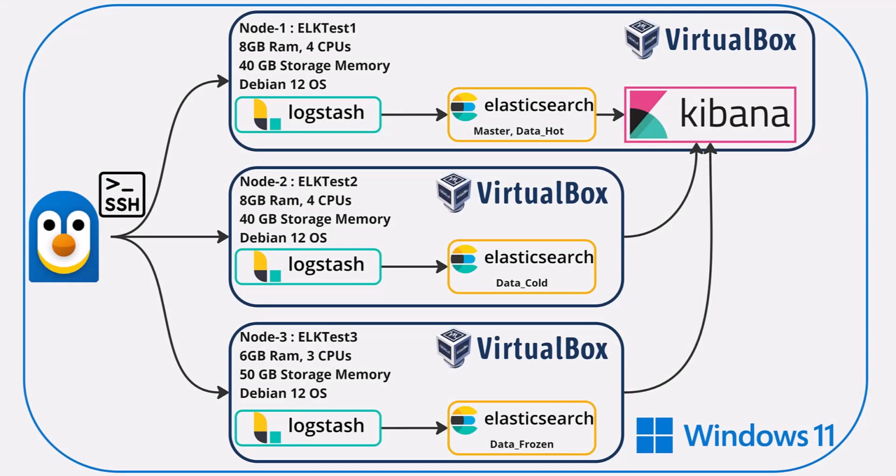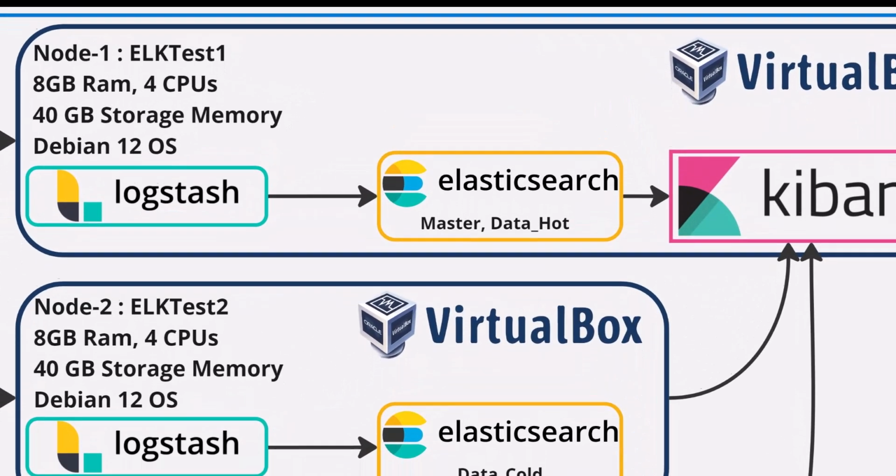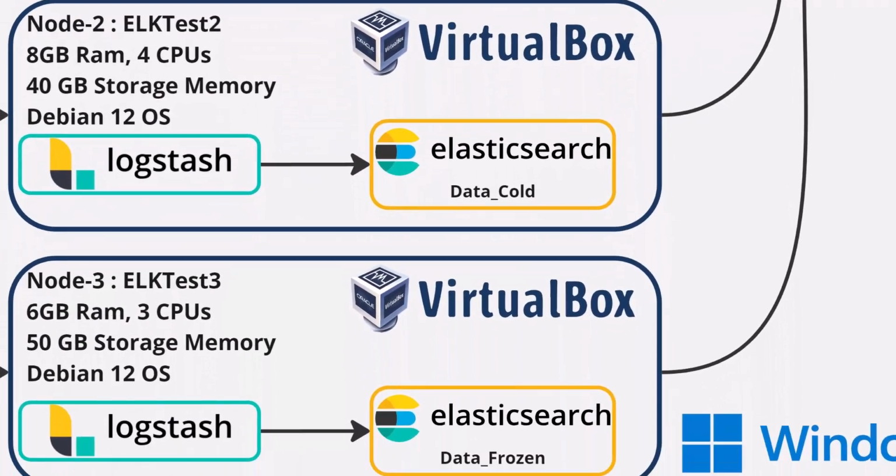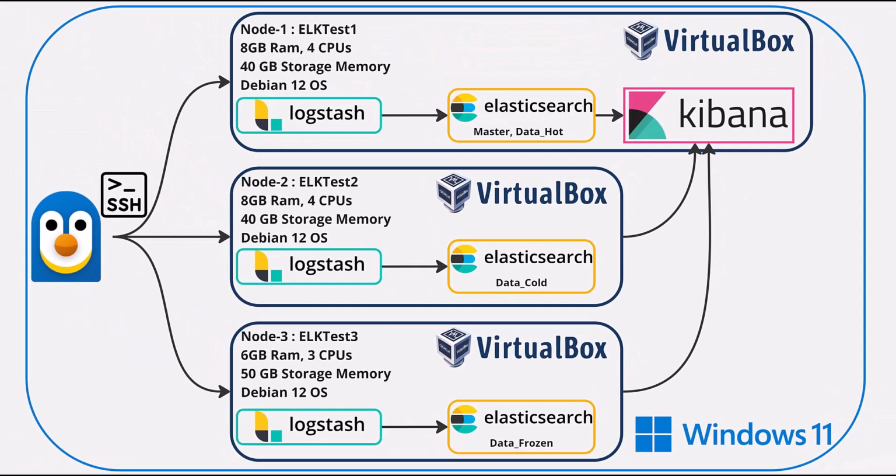For this tutorial, we've prepared 3 virtual machines using VirtualBox, running Debian-based operating systems. Let's go through our specific configuration. Our machines ELK Test 1, ELK Test 2, and ELK Test 3 have been allocated different resources based on their roles. For the hot and cold data nodes, we've assigned 8 GB of RAM each, while our frozen data node receives 6 GB. Storage-wise, we've provisioned 40 GB for 2 machines and 50 GB for the third.